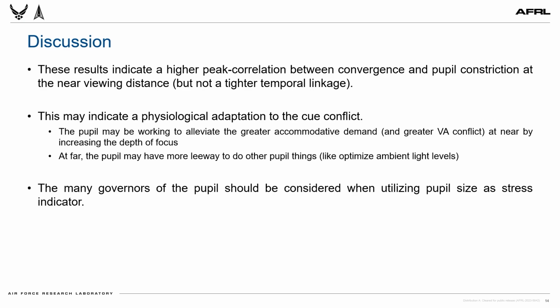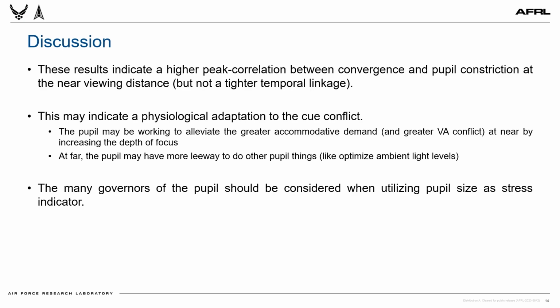forcing the or releasing the lens from having to work so hard and interfering with the vergence response in the near triad. Whereas at the far viewing distance, the pupil has more leeway to do other pupil-y things like optimize ambient light level or, dare I say, come under control of the parasympathetic response if this is a stressful situation.